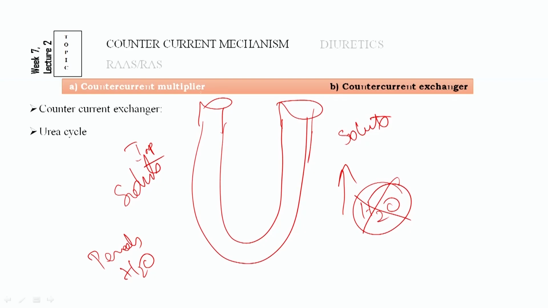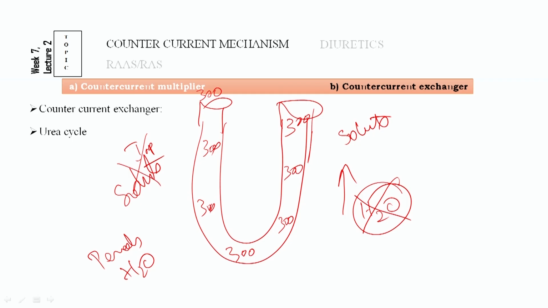Now, the normal osmolarity, do you know how much it is? 300 milliosmoles. So let us write 300, 300, 300 everywhere. Now I will tell you how this countercurrent mechanism happens. So this is the descending limb and this is the ascending limb. Everywhere it is 300 because that is the normal osmolality of the plasma. Now, the descending limb is permeable to water.